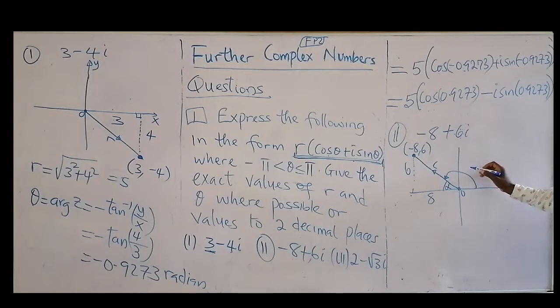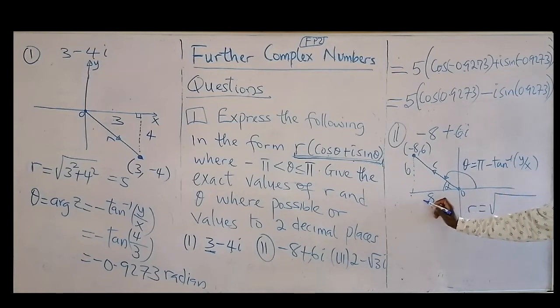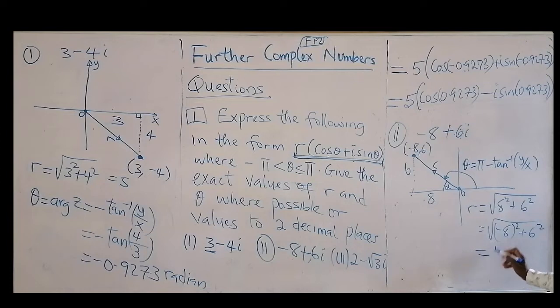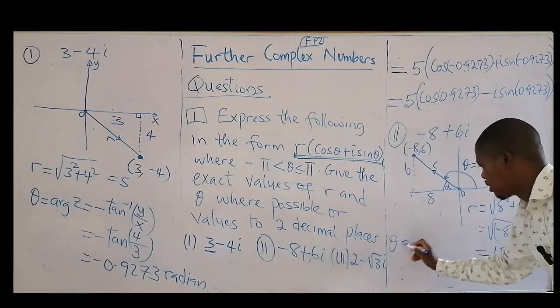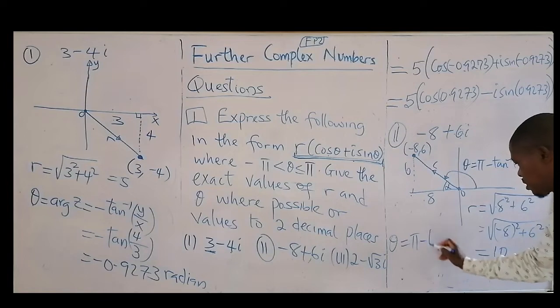So theta is equal to pi minus arctan of y over x. For the second quadrant, that's the format. So the modulus, using Pythagoras theorem, is 8 squared plus 6 squared, and if you like, you can put minus 8 squared, same thing, the choice is yours. So the square root of minus 8 squared plus 6 squared is 10.